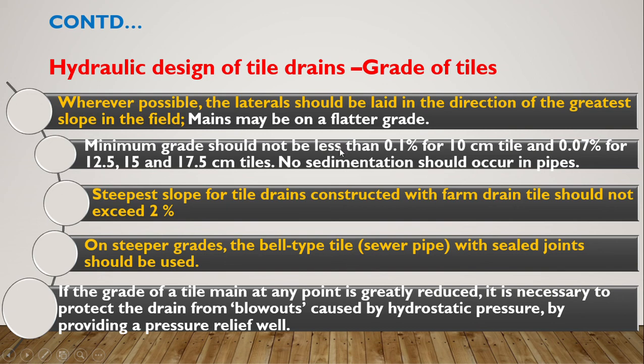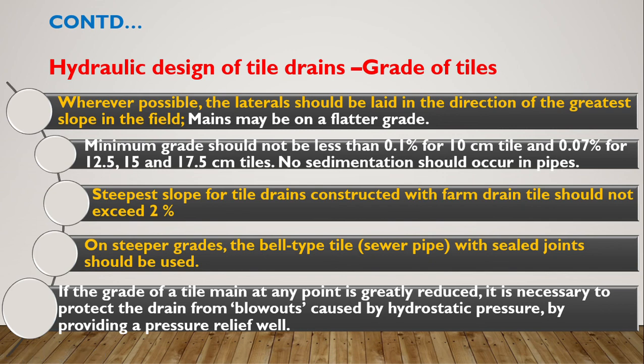The minimum grade should not be less than 0.1 percentage for 10 centimeter tile and 0.07 percentage for 12.5, 15 and 17.5 centimeter tiles. So for these diameter tiles, grade should be 0.07 or greater than that. For 10 centimeter tile, the grade should be 0.1 percentage or greater than that. And the steepest slope should not exceed 2 percentage. If the grade of a tile at any point is greatly reduced, it is necessary to protect the drain from blowouts caused by hydrostatic pressure by providing a pressure relief well.